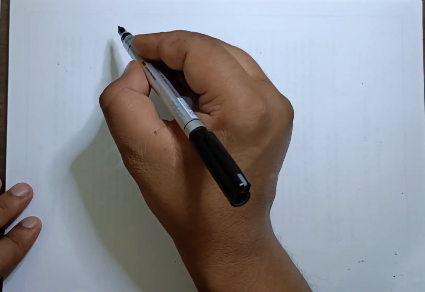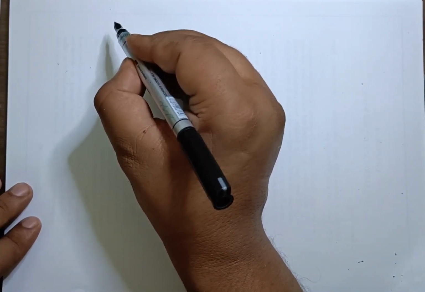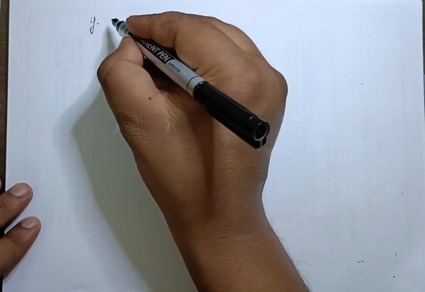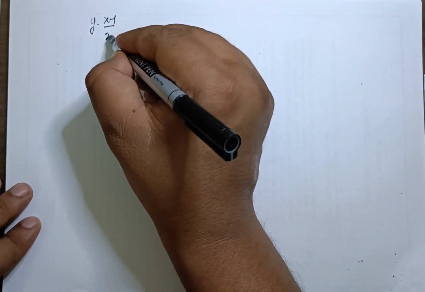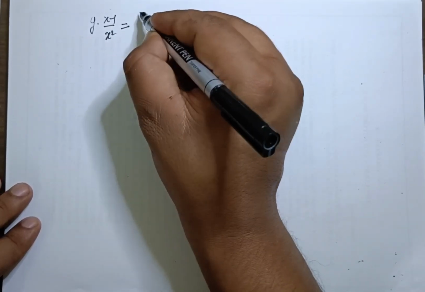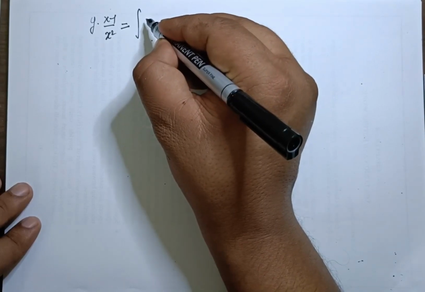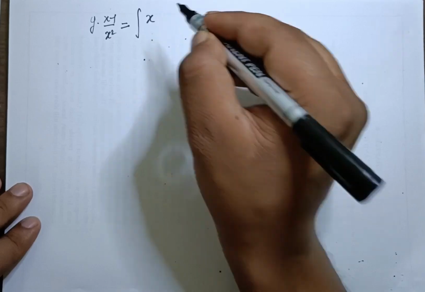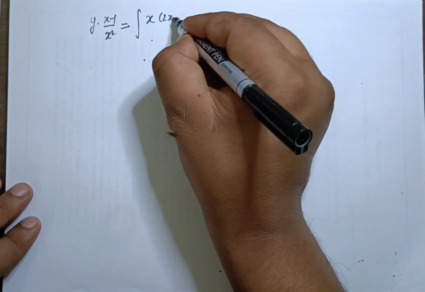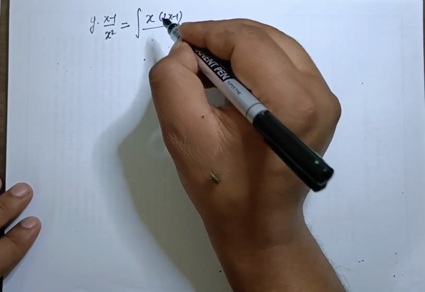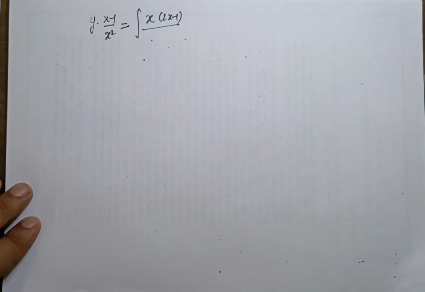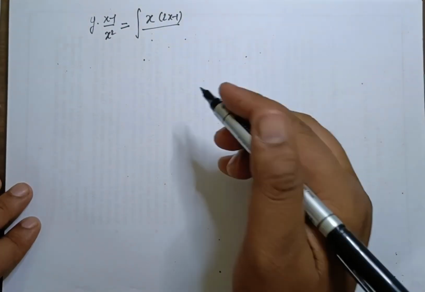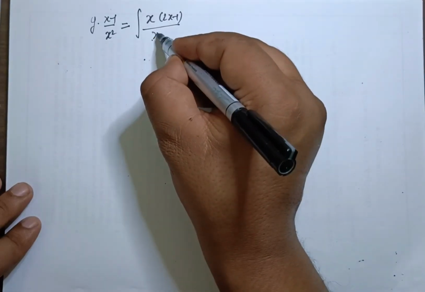So we have found the integrating factor. Then what about the solution? The solution is y times the integrating factor, that is (x minus 1) upon x square, equals the integration of Q. What about the Q? We have found Q as x into (2x minus 1) divided by the integrating factor, (x minus 1).